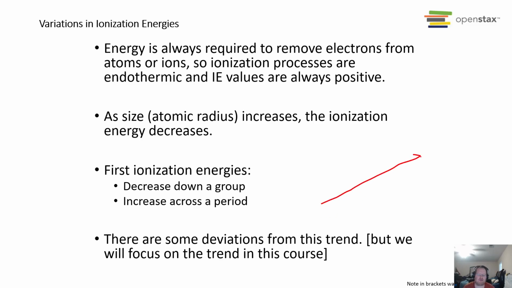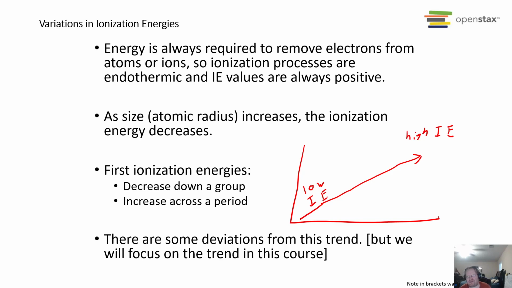It'll go like this. So if we go back to here, we have high ionization energies. I'm going to substitute that for IE there. And then at the bottom left, we have low ionization energies. So atoms that are small tend to also have high ionization energies. Atoms that are big tend to have low ionization energies. Note there are some deviations from these trends, like if you compare two atoms next to each other at times, but we're going to focus on this trend primarily for the course as the general trend, not so much trying to get the individual exceptions out of it.